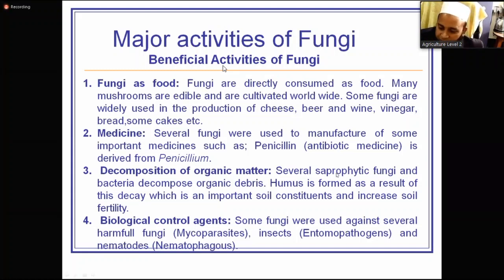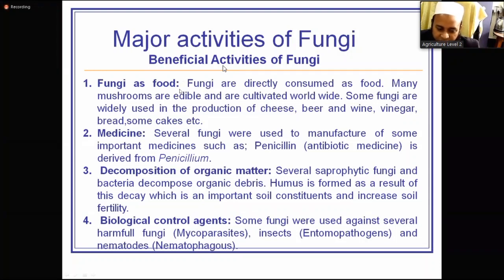Fungi have two types, which we will discuss later on. Saprophytic fungi can live on dead organic matter and decompose it. This is saprophytic fungi. And bacteria also decompose organic debris. Humus is formed as a result of this decay, which is an important soil constituent and increases soil fertility. So by producing humus, they also increase soil fertility. Decomposition is a very important aspect.